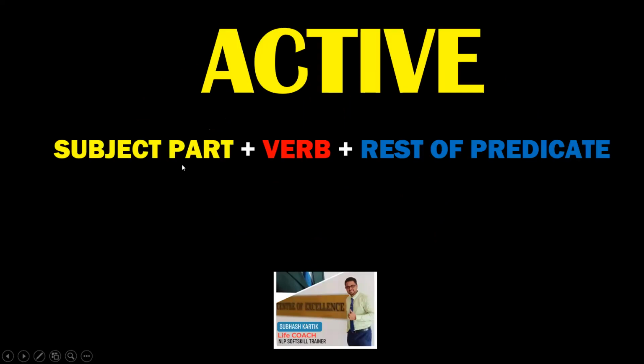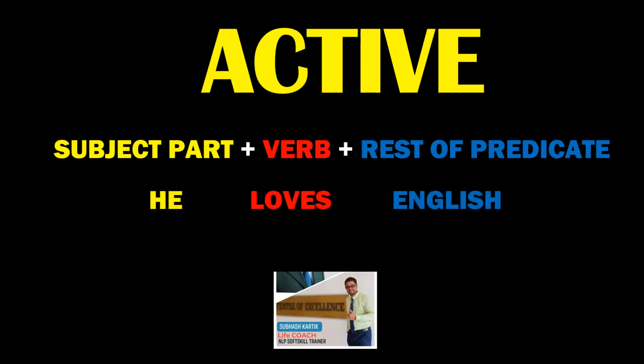Active to passive. In active voice, we already discussed the structure: subject plus verb plus object. He loves English. What is the subject? He. What is loves? Verb. What is English? Object. Okay, now we have to convert this into passive.